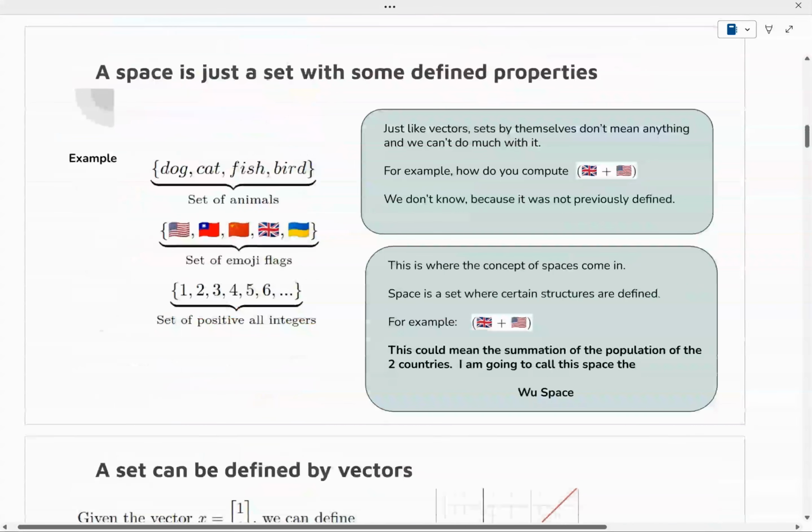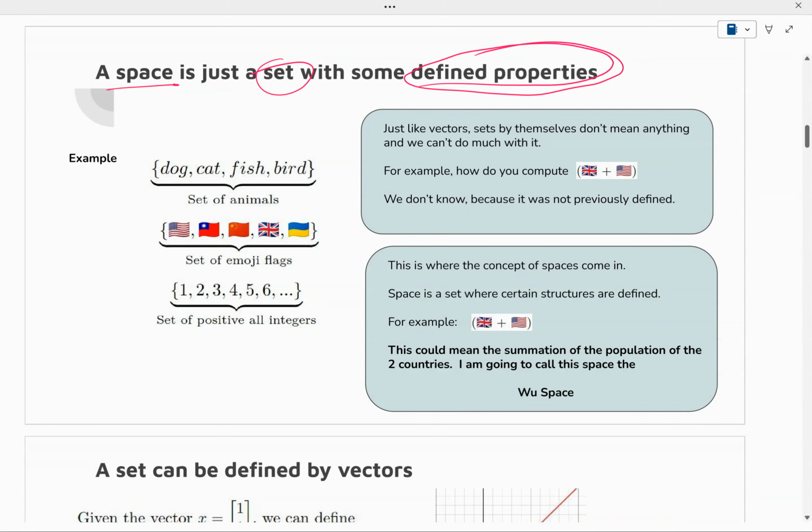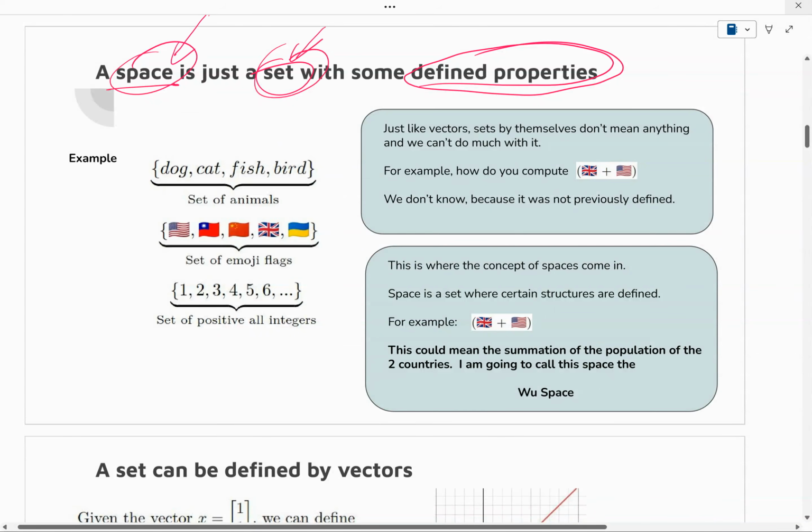Now, space. So we just talked about set. Now, a space is a set with certain defined properties. So this is a set, this is a set, this is a set. The difference between a set and a space is that in a space, there are certain properties that are predefined.